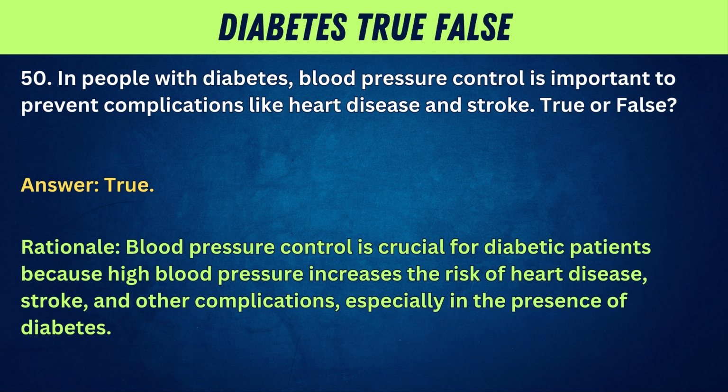50. In people with diabetes, blood pressure control is important to prevent complications like heart disease and stroke. True or false? Answer: true. Rationale: blood pressure control is crucial for diabetic patients because high blood pressure increases the risk of heart disease, stroke, and other complications, especially in the presence of diabetes.